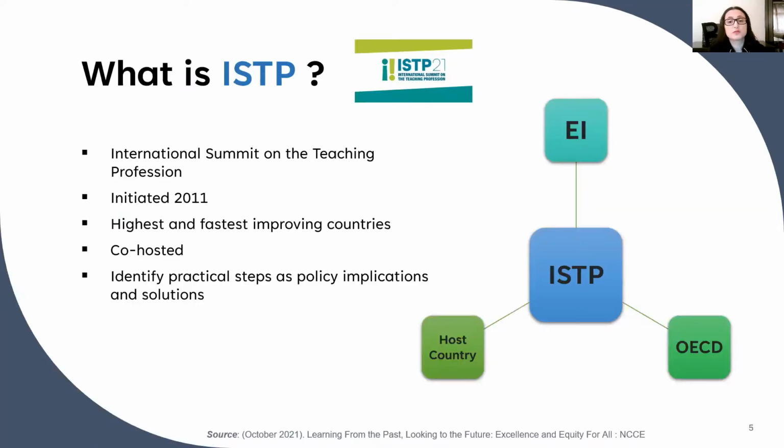And here first we have to start with ISTP. What is ISTP? ISTP stands for the International Summit on the Teaching Profession. It was initiated in 2011, bringing in the highest and the fastest improving countries. And it is usually a summit co-hosted by the Organization for Economic Cooperation and Development, which we all know, the OECD, and one host country. In this case, in 2021, this summit was hosted by the United States Department of Education. And something very important about the summit, and ISTP in general, is that they bring practical steps as policy implications and solutions. And this is what makes it unique and different from others.